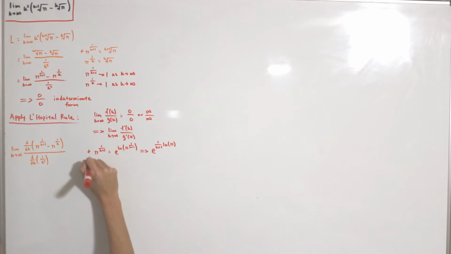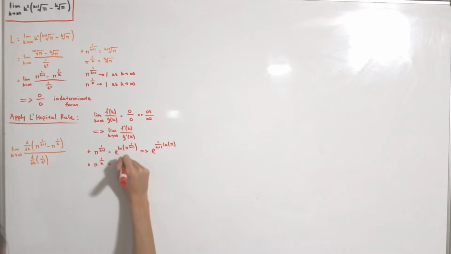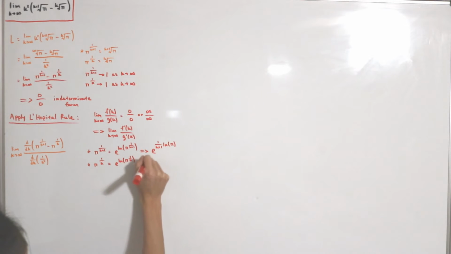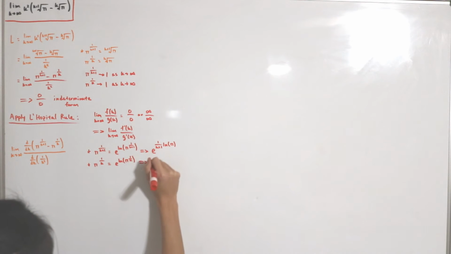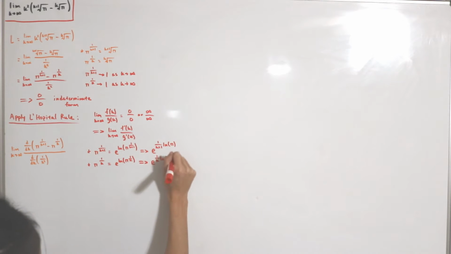The same thing can be said for pi to the power 1 over k. That's written as e to the natural log of pi to the power 1 over k, and then I'll move the 1 over k to the front of the natural log, so this is e to the power 1 over k multiplied by ln of pi.